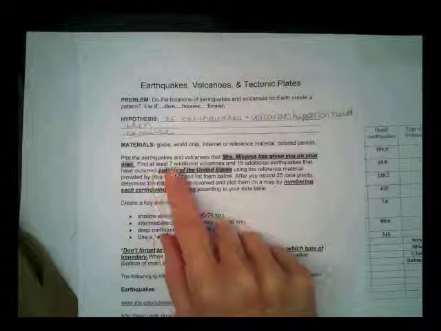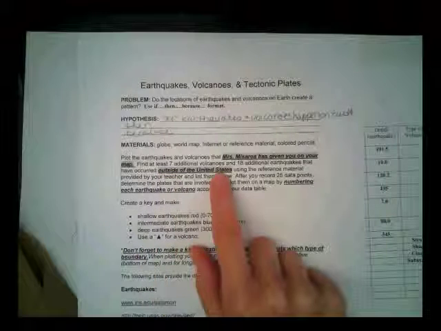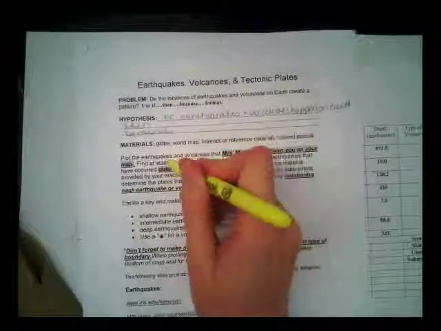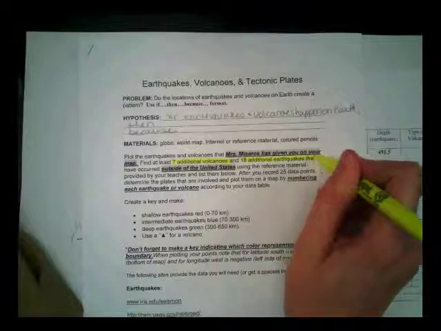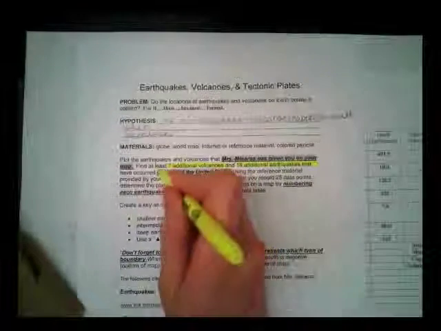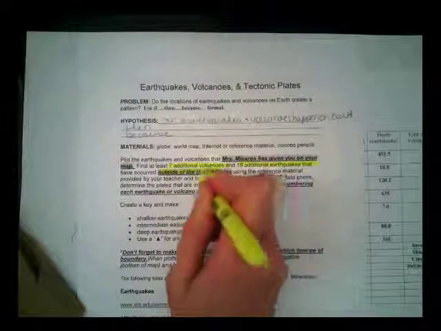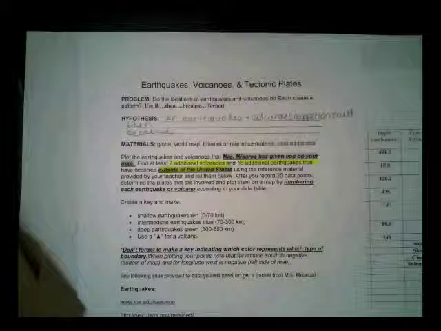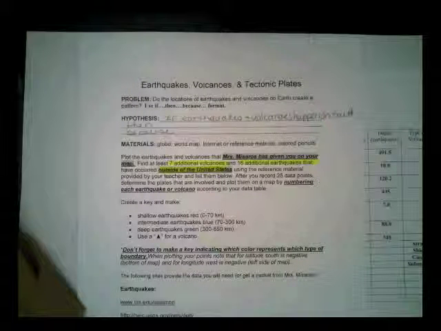Find at least 7 additional volcanoes and 18 additional earthquakes that have occurred outside the United States. You may want to highlight this part so that you remember, on top of the ones I gave you, you're going to need 7 more volcanoes and 18 earthquakes that occur outside the United States. Now it's important that you follow the outside the United States rule, simply because it'll make your life easier when you're answering questions. So using the reference material provided by your teacher, you're going to list them below.